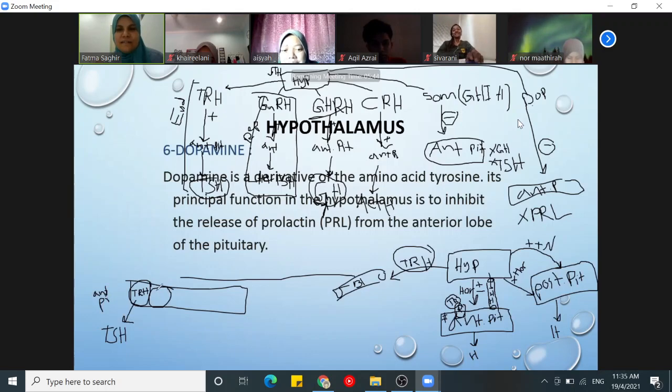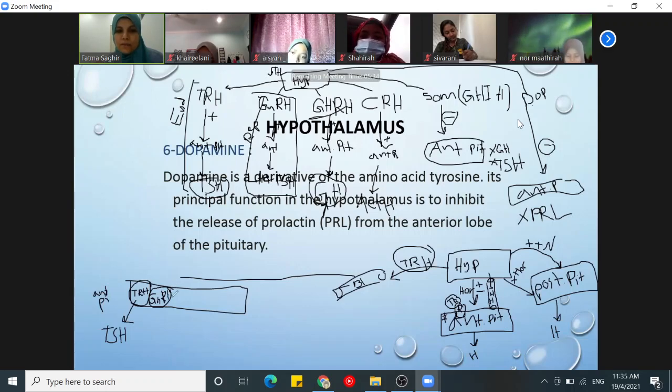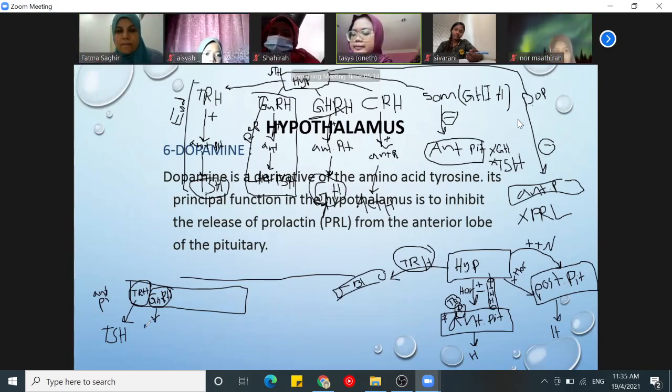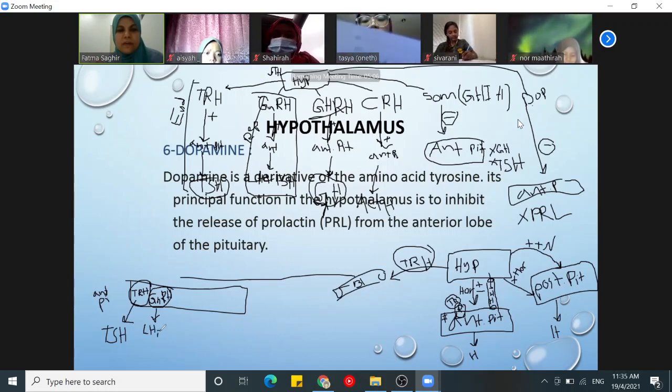Shahira? Gonadotropin releasing hormone. Yes, very good. So we have another group of cells for gonadotropin releasing hormone. Those cells have receptors for gonadotropin releasing hormone, meaning they bind with it. Once they bind with this hormone, they will release what? LH and FSH. Yes, very good. Luteinizing hormone and follicle stimulating hormone.